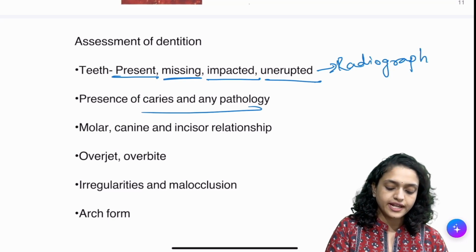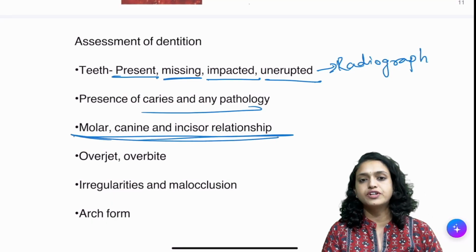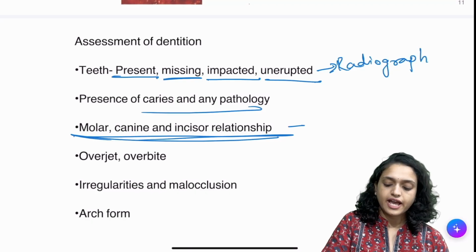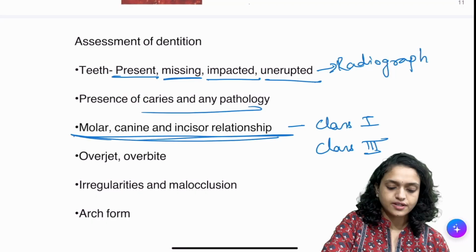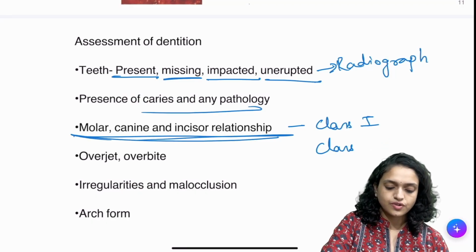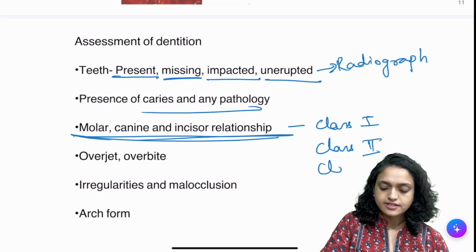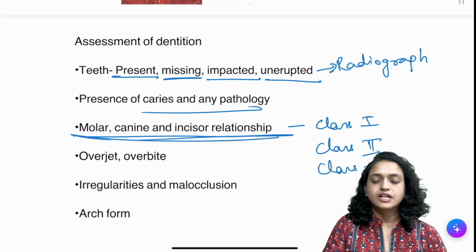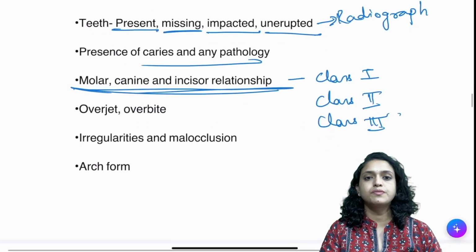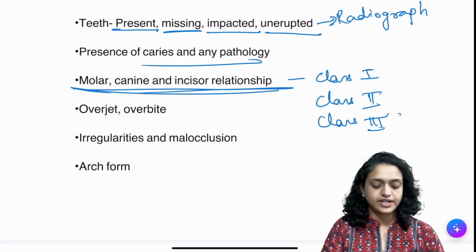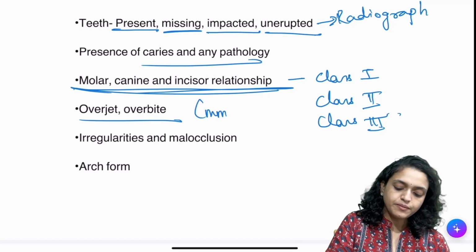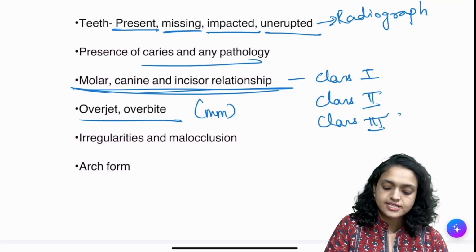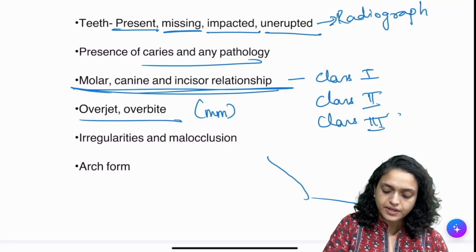Next, the molar, canine, and incisor relationship will be noted. This is of clinical significance. All these three have been classified as class 1, class 2, and class 3. Class 1 molar, incisor and canine relationship has to be classified. Next is the amount of overjet and amount of overbite has to be recorded in millimeters. So overjet is the horizontal distance between the upper incisor.